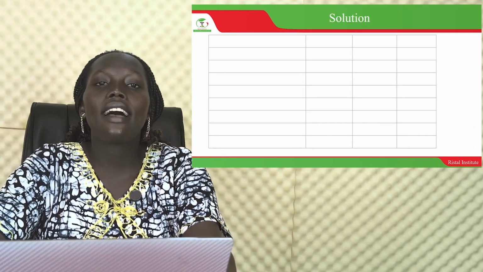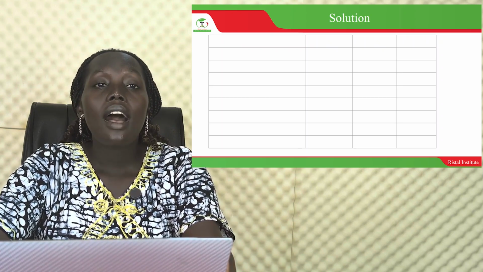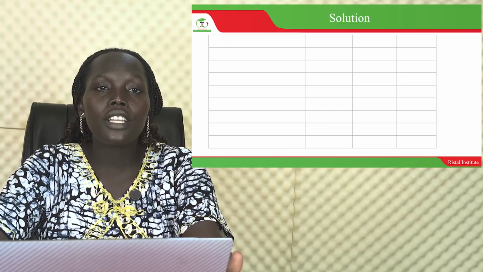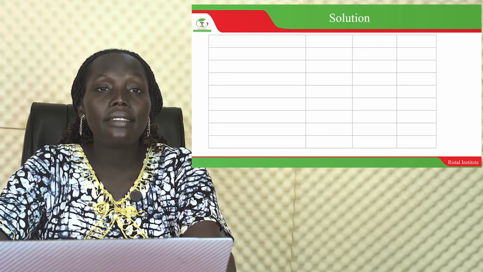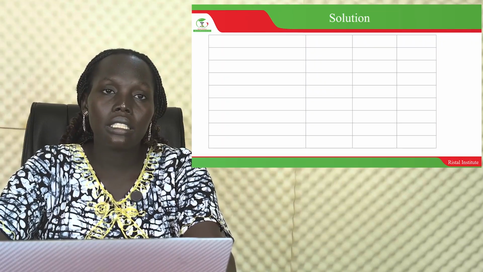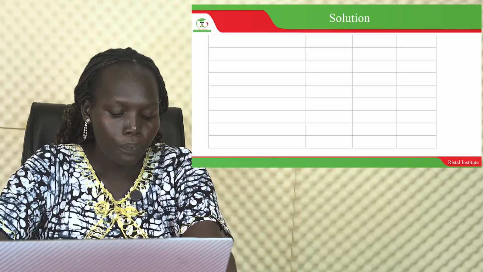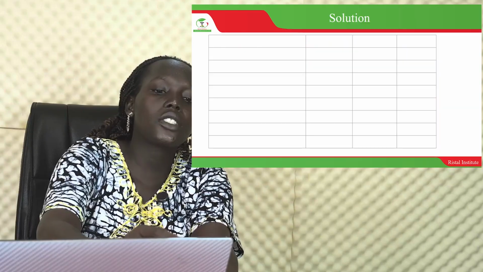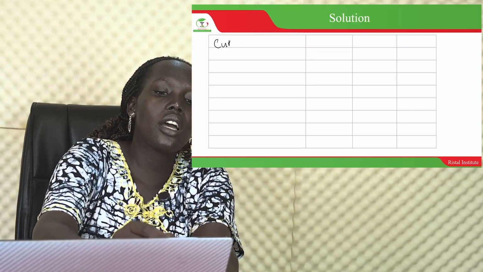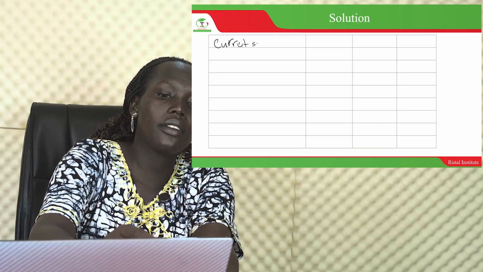So let's go ahead. Having calculated, that works only for fixed assets. So after getting the fixed assets, what are we going to do? We are going to add our current assets. So we say current assets.